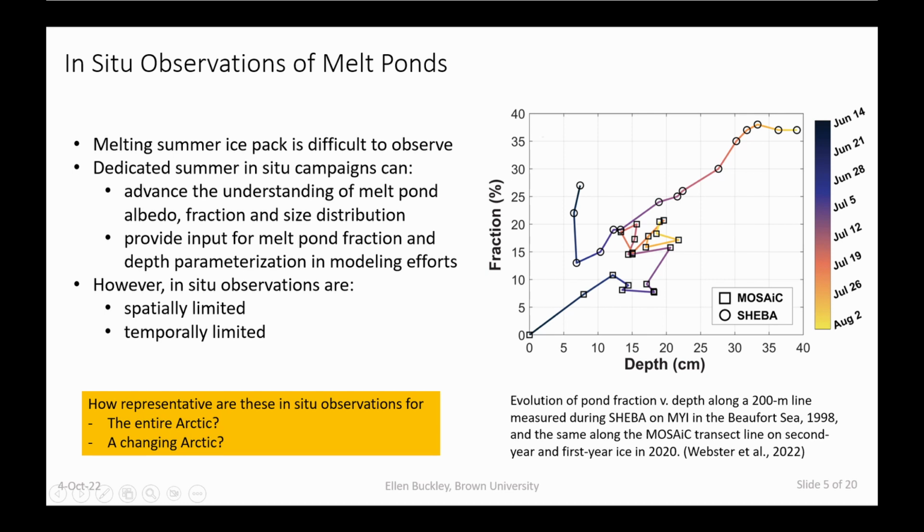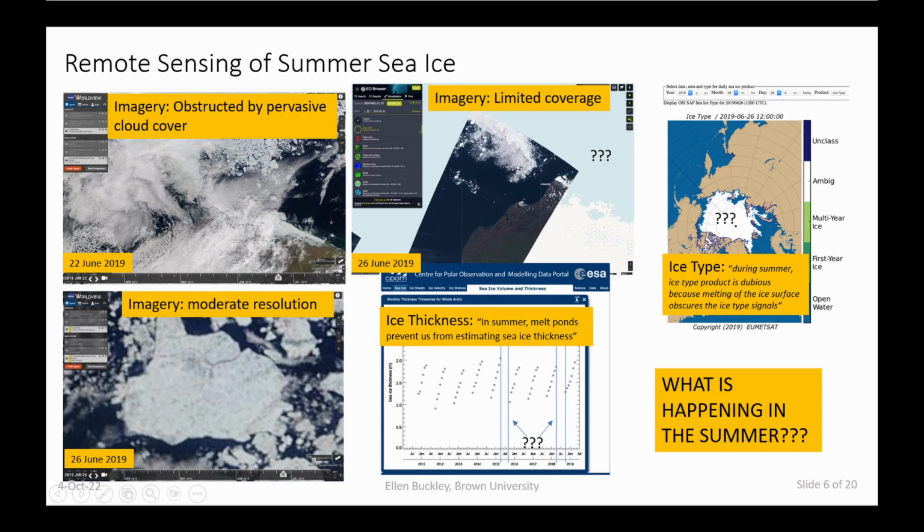So thinking about how we can get more observations of summer sea ice. When looking at Arctic-wide observations, you naturally go to remote sensing, but remote sensing in the summer is problematic because there's a lot of cloud cover in the Arctic. Melt ponds are small in size, so it's hard to resolve them from these satellite data sets. There's limited polar coverage, and melt ponds look radiometrically similar to open water, both in imagery and in terms of looking at freeboard.